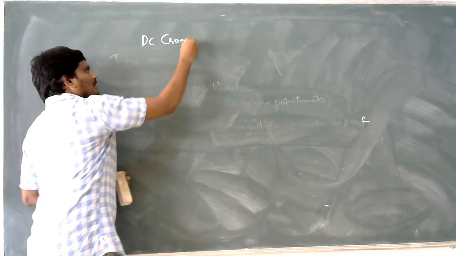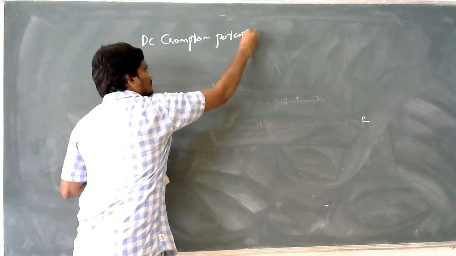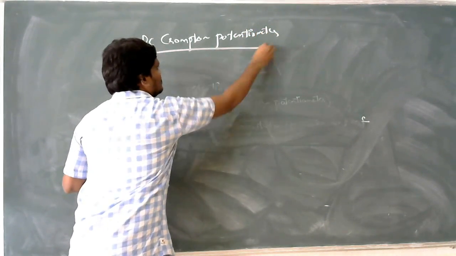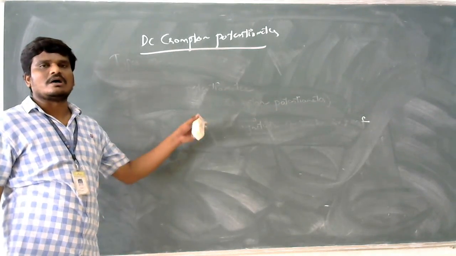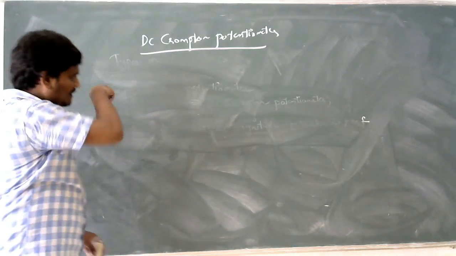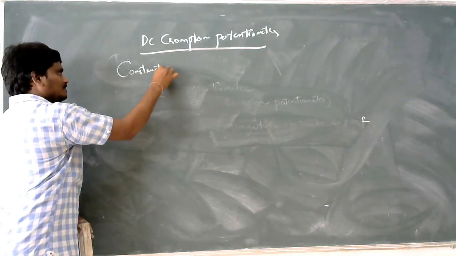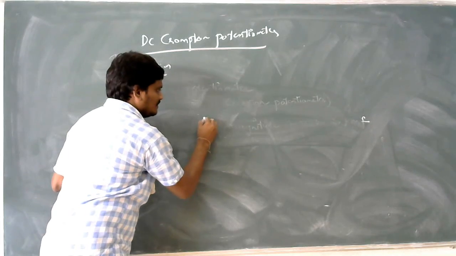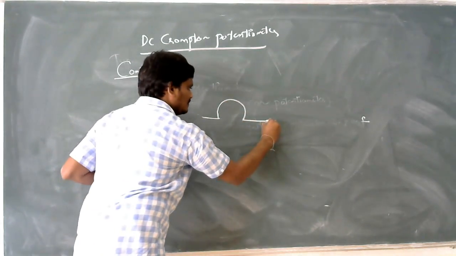DC CROMPTON potentiometer. What is the basic purpose of this DC CROMPTON potentiometer? To measure the magnitude of unknown EMF by comparing it with the standard cell voltage. Coming to the construction, the construction of a DC CROMPTON potentiometer will be like this.